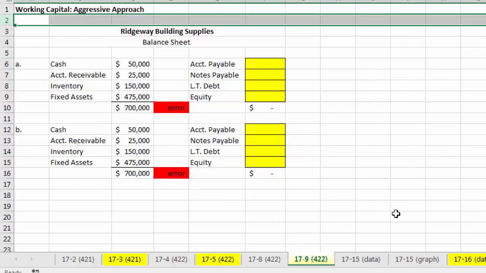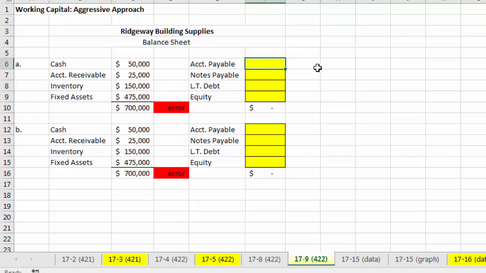Okay, so 17.9 is the same information from 17.8, and it says, what would Ridgeway Building Supplies financing look like if Tony decided to use an aggressive approach instead? And again, I'll walk us through the first part of this, and then you can finish up the second part on your own. Accounts payable is 180,000. Common equity is 200,000. Now, what does the aggressive working capital approach mean?